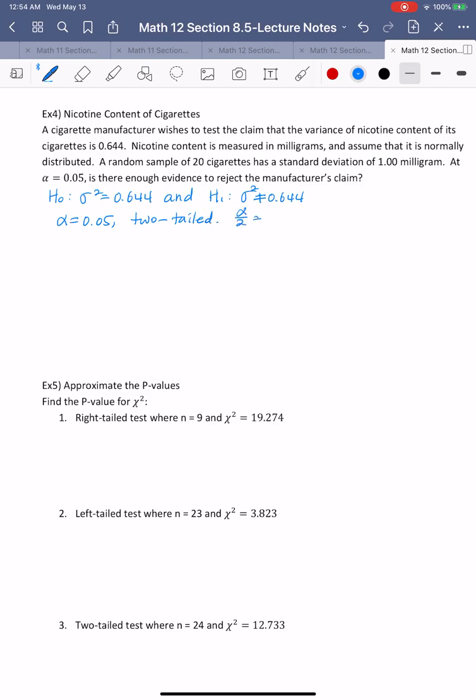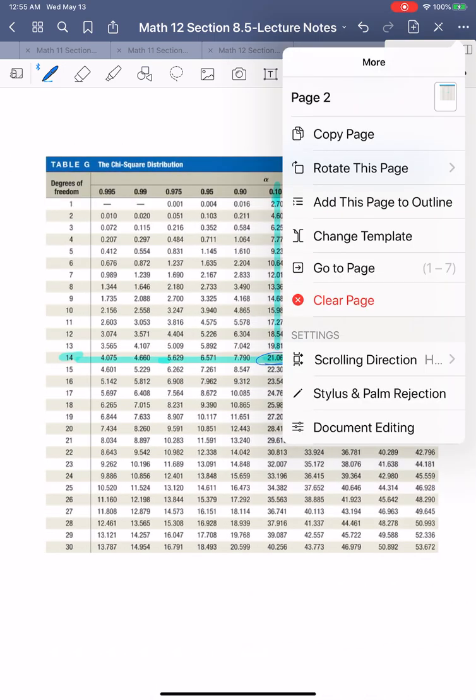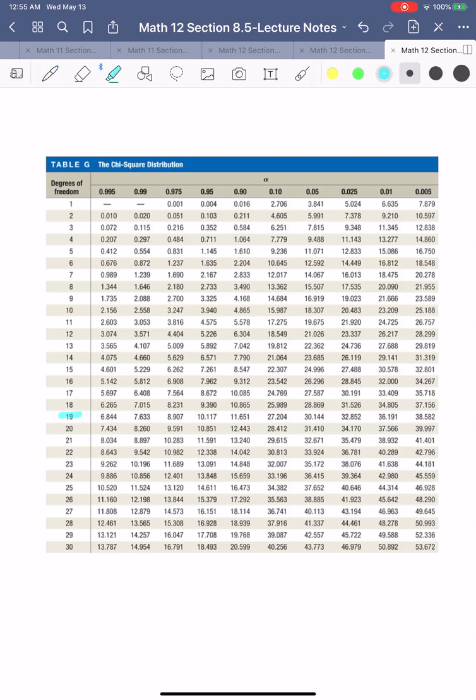So we need to find alpha over 2, which is 0.05 over 2, which is 0.025, to keep. And then 1 minus alpha over 2, which is 0.975. Okay, so we need to keep these two numbers with the degrees of freedom, which is 19. Use those to find the critical values. So 19 is here with 0.025 and 0.975 right here. So we found this number and also this number.